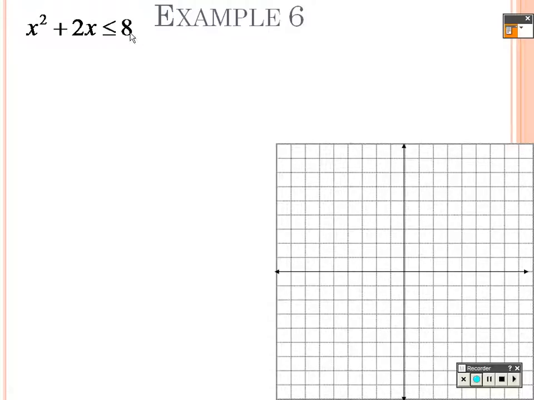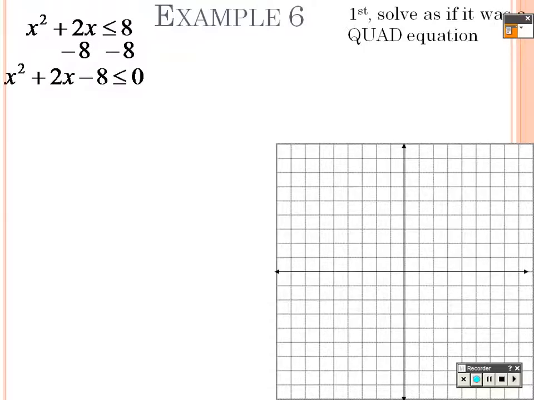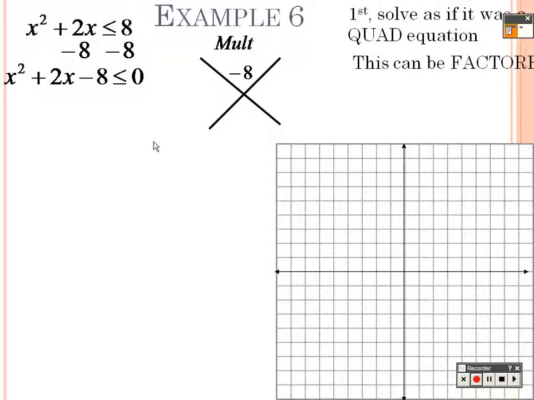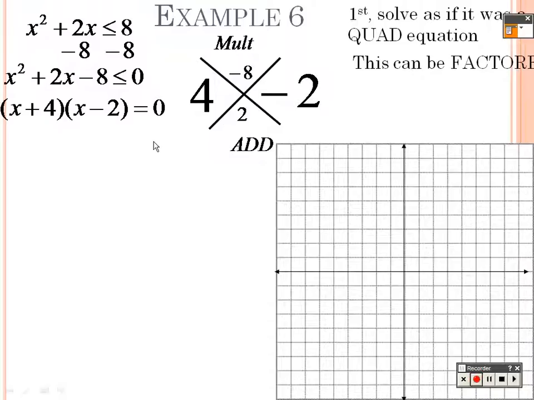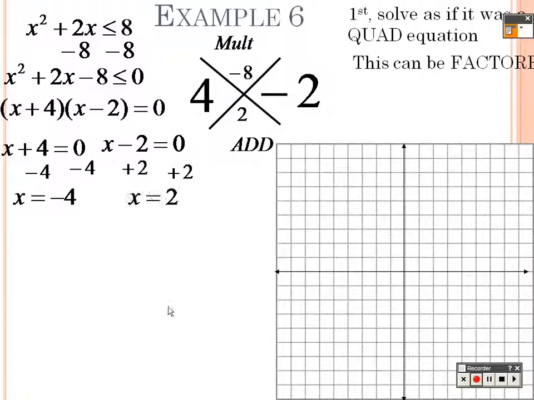So to factor this, I have to get everything onto one side. So that's what I'm doing. X squared plus 2x minus 8 is less than or equal to 0. Can I factor it? This can be factored. So what multiplies to give you negative 8 and adds to give you 2? 4 and negative 2. So I have x plus 4 and x minus 2. So when I separate it, I would get negative 4 is my answer and positive 2. Right? Because I just subtract 4 on both sides, add 2 to both sides.